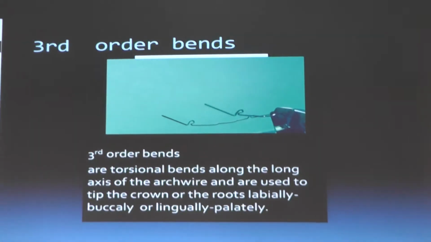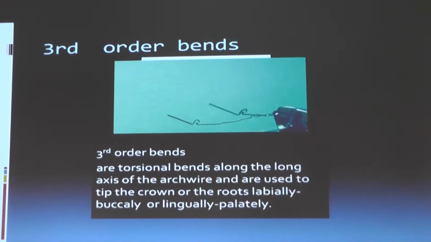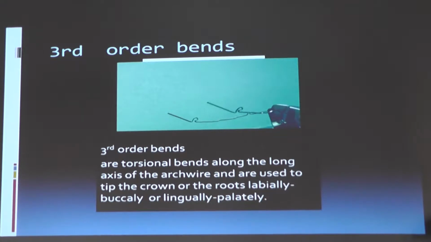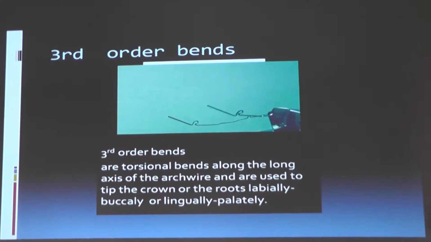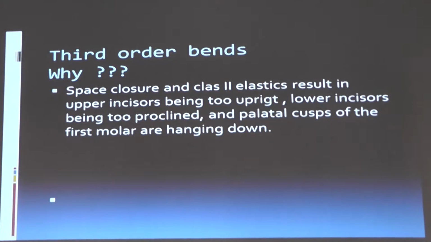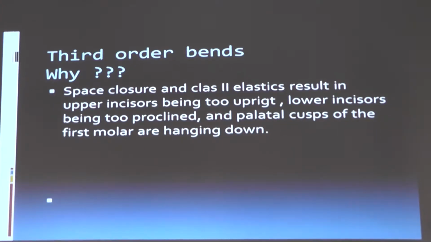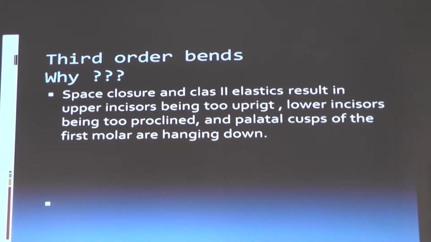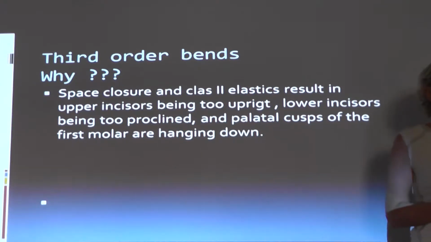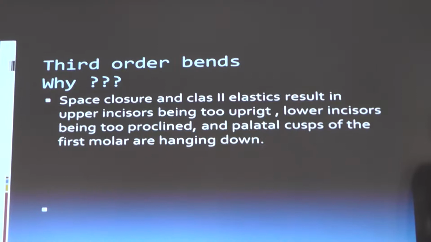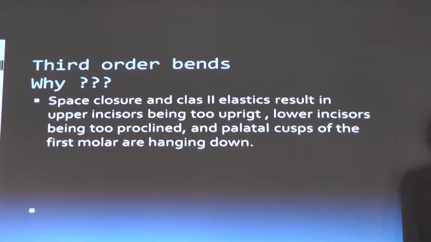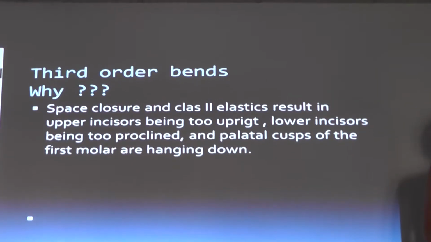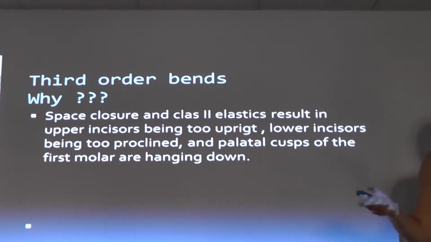And third order bends are torsional bends along the arch wire, and we use them to tip the crown or tip the root. Why do we have to make third order bends? We are not just straightening the teeth. Every general dentist can straighten teeth, because anyone can learn how to place the brackets and wait to see what will happen.